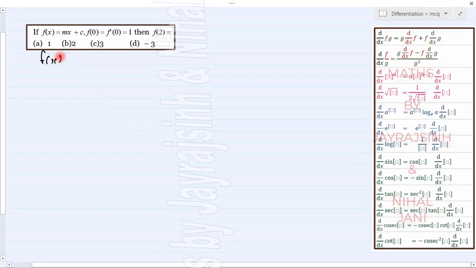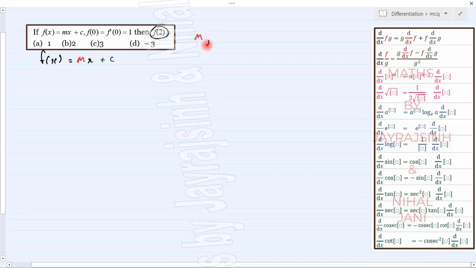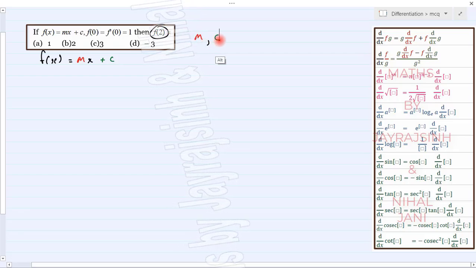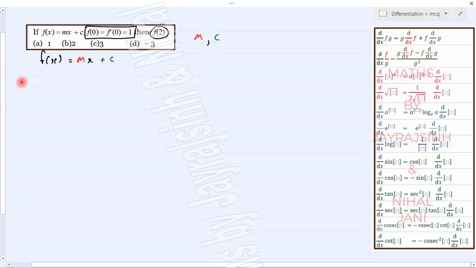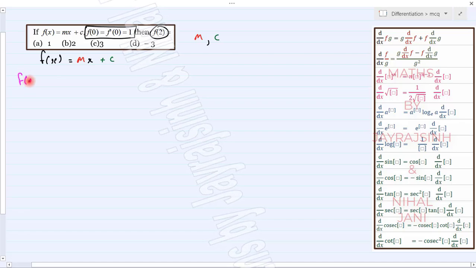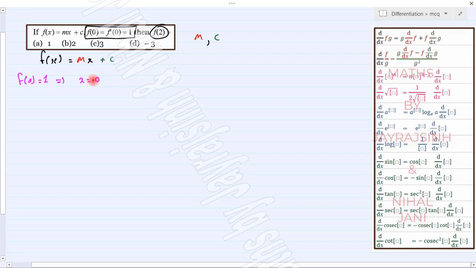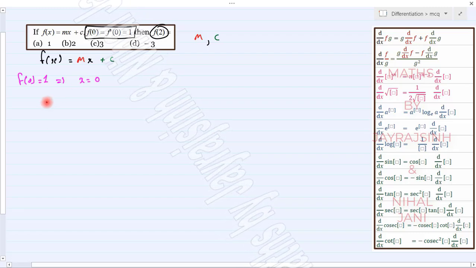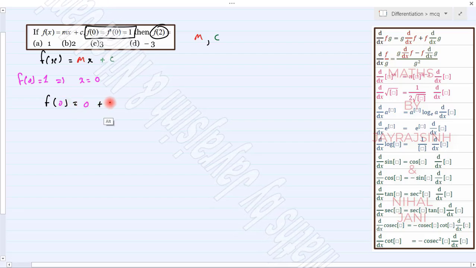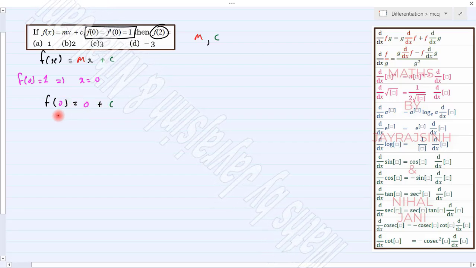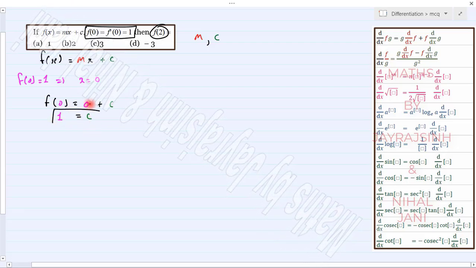If f(x) is equal to mx plus c, then we have to find out f(2). We have to find out the value of m and c. And for that, let's use the given conditions. The first condition is f(0) is equal to 1. So let's substitute x is equal to 0. So we will get f(0) is equal to 0 plus c. Now it is given that f(0) is 1. So we will get c is equal to 1.